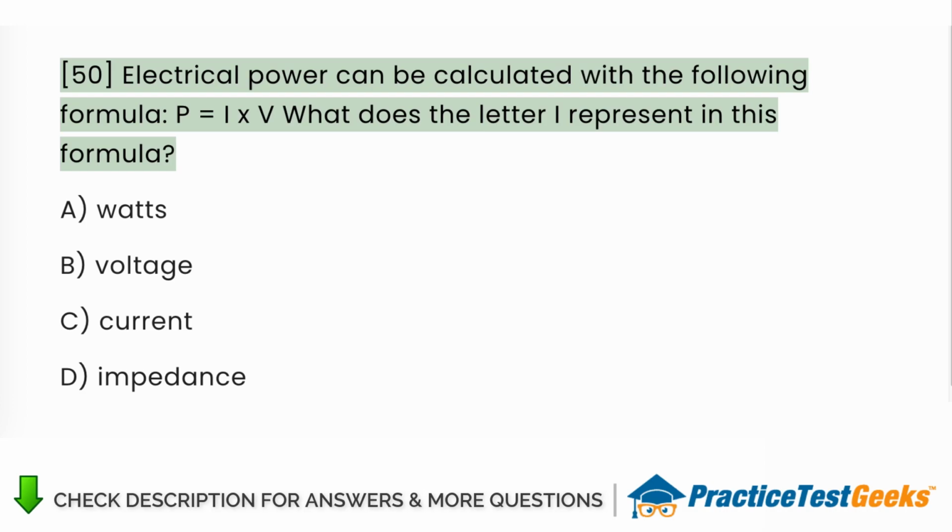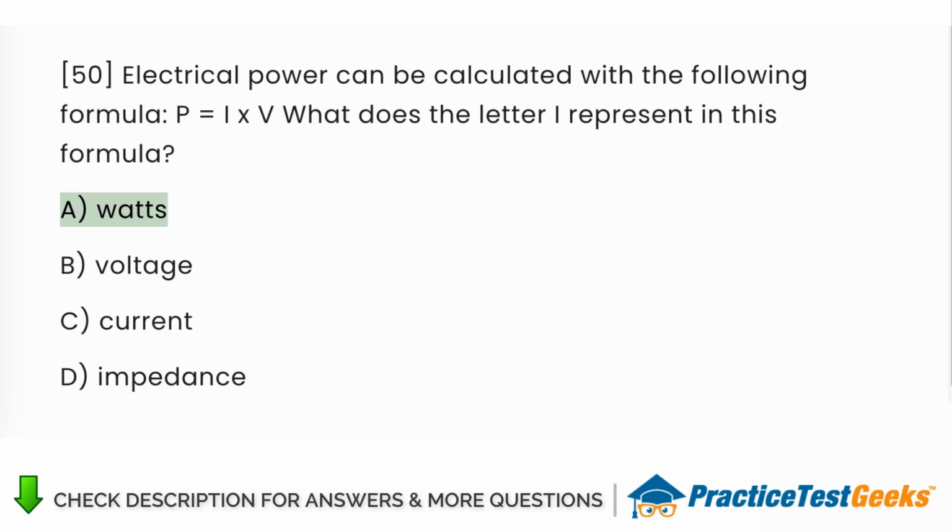Electrical power can be calculated with the following formula: P = I x V. What does the letter I represent in this formula? A. Watts. B. Voltage. C. Current. D. Impedance.